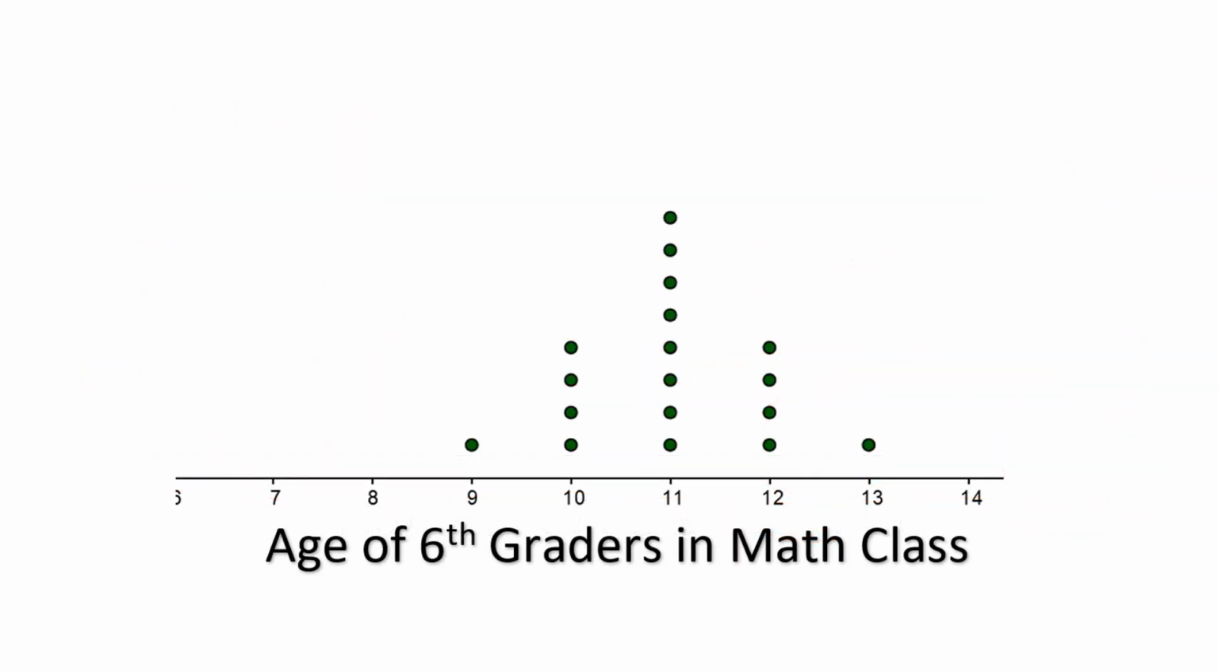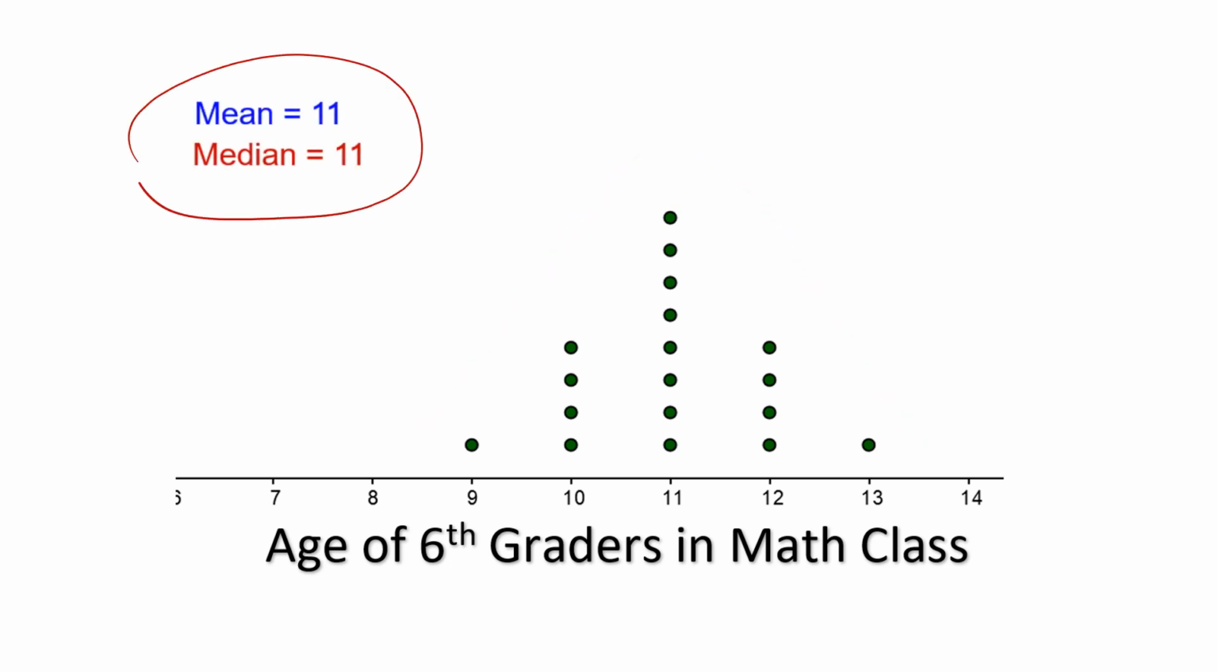Now here's another example. This is age of 6th graders in math class. You'll notice the data is perfectly symmetrical here. And because the data is perfectly symmetrical here, what do you think that will do to the median and the mean? The mean and the median are actually identical here because it's perfectly symmetrical. If the data is perfectly symmetrical, the median and the mean will be exactly the same. If it's mostly symmetrical, they're going to be close.